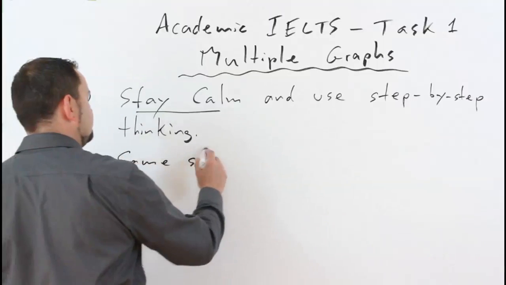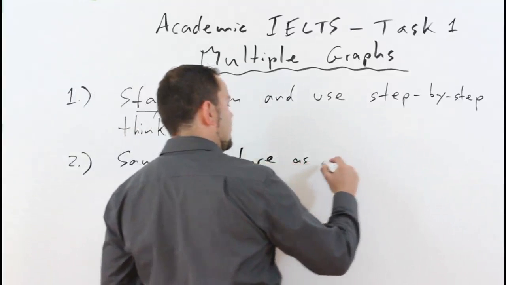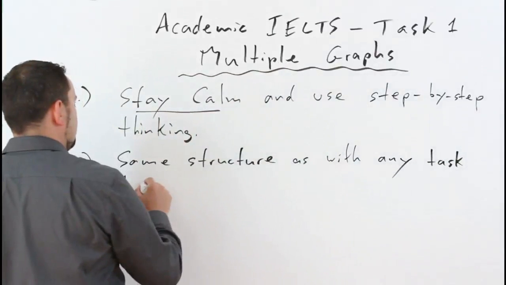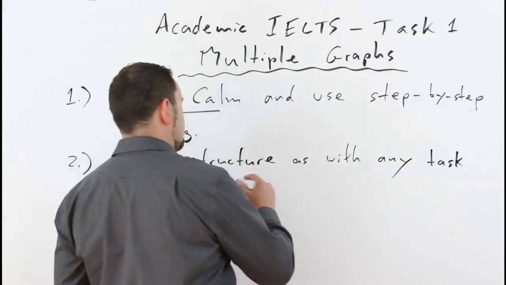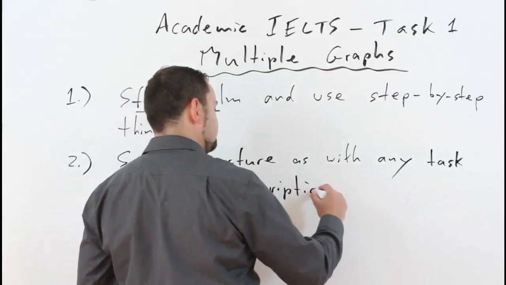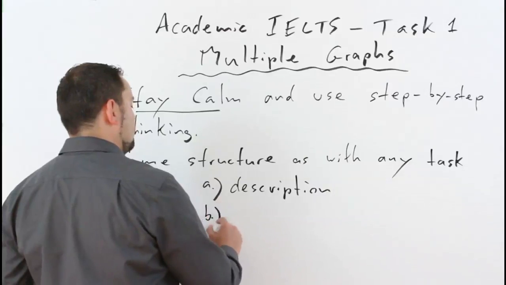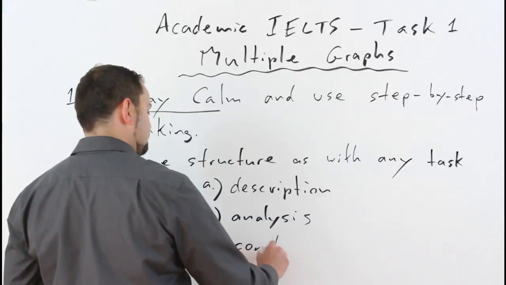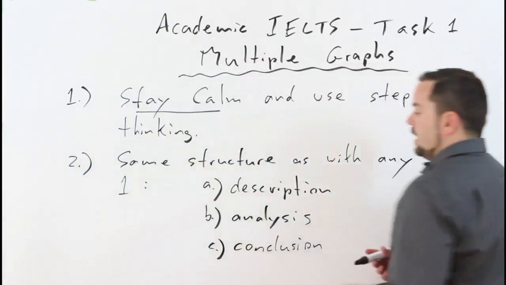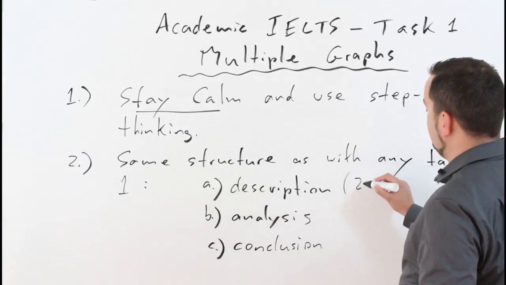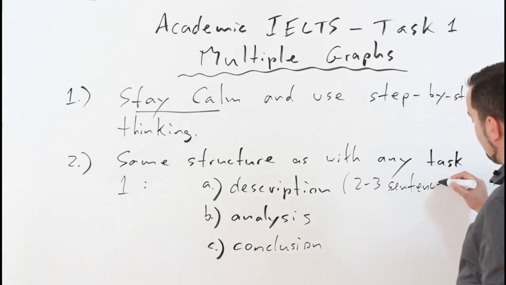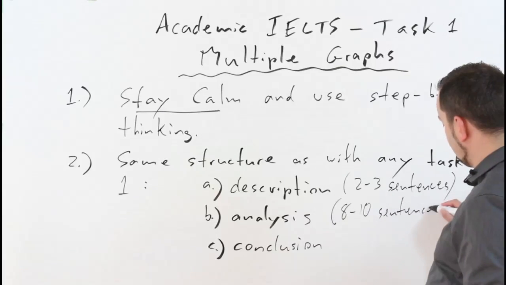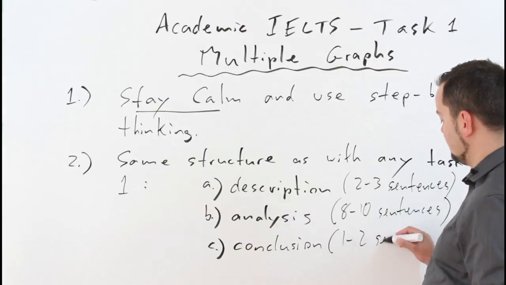So same structure as with any Task 1, which means A, you need a description, B, you need an analysis, and C, you need a conclusion. Again, the description is about 2 to 3 sentences. The analysis is the main part. It's about 8 to 10 sentences. And the conclusion is about 1 to 2 sentences.